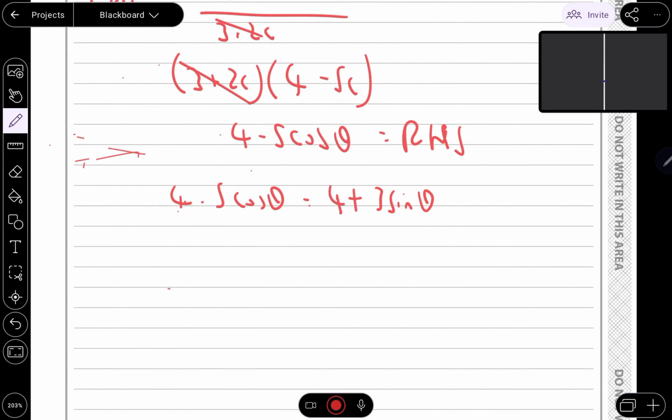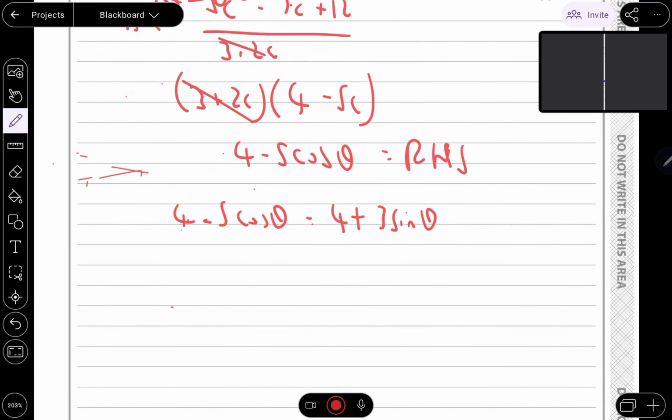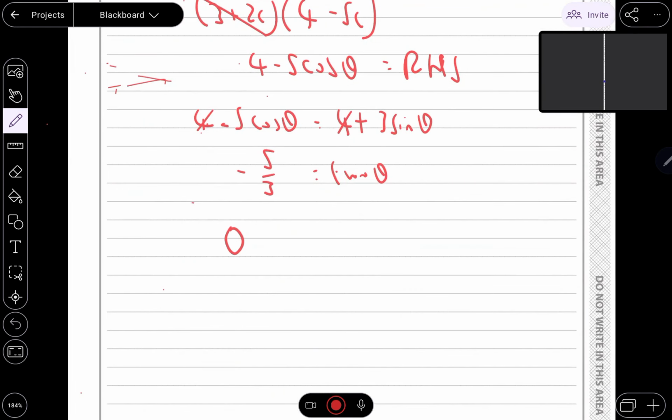And now, what is the easiest way of solving this? Oh, the 4's go away. Fantastic. I thought we were going to have to get an R formula out for a second. We are definitely not going to have to. We're going to get tan theta equals minus 5 over 3. What's the range? 0 to 360. Easy.